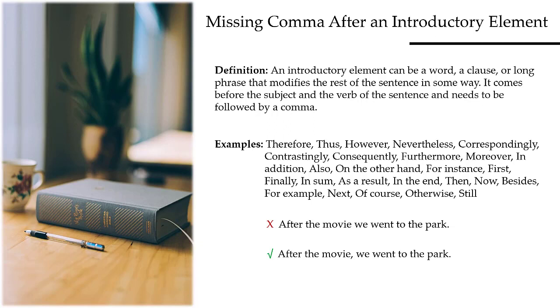So here's an example that's missing a comma after the introductory element. After the movie we went to a park. Introductory elements should be set off by commas, and after the movie adds detail to the sentence. The sentence is a complete thought with we went to the park. We're just adding detail to say when that occurred. So the correct sentence should be after the movie, comma, we went to the park.